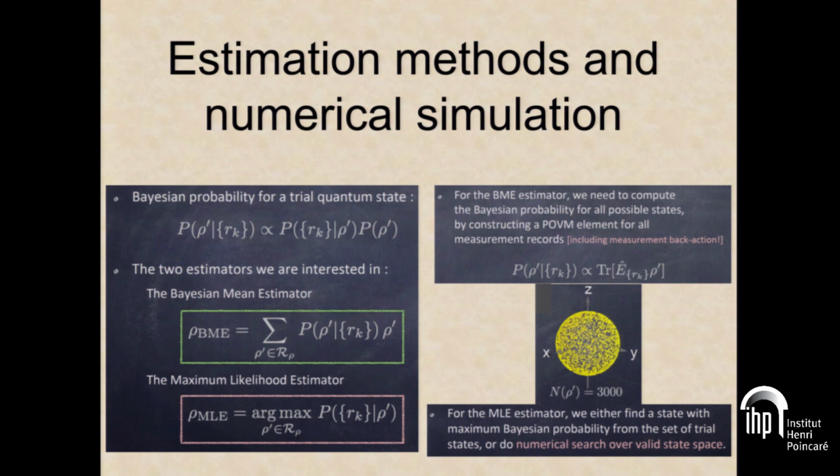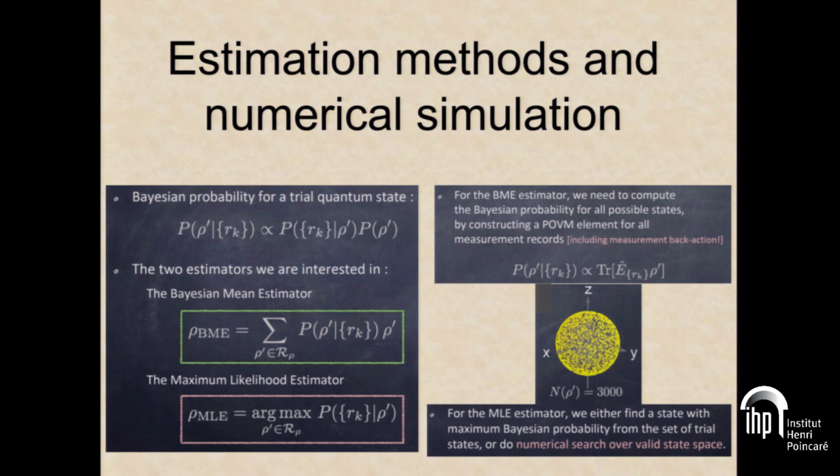And so there are two different estimation strategies that I want to talk about. The first is called Bayesian mean estimation. That's where I sample this trial distribution for all possible trial states rho prime, for example, chosen from some sample state space. And then I average that over all possible physical states within the allowed region, and that's my Bayesian mean estimator.